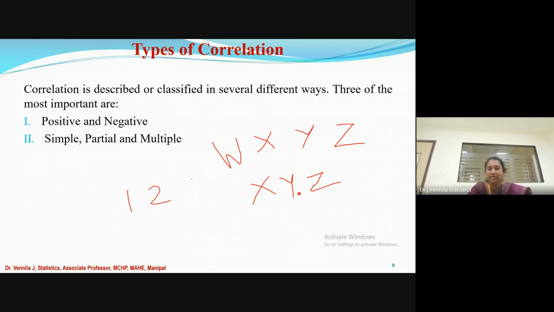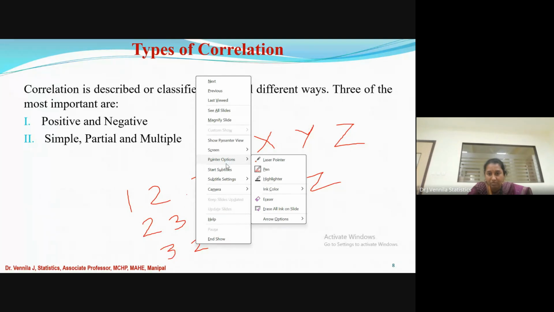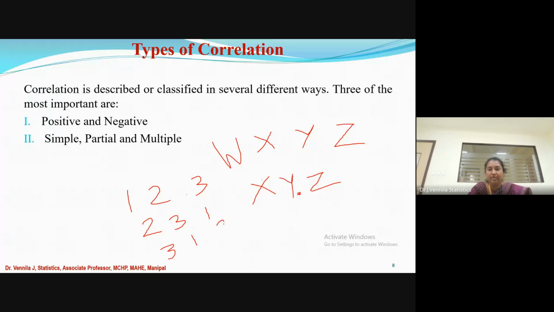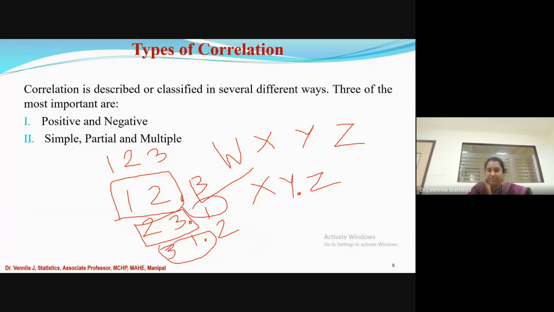You remember 1, 2, 3, 2, 3, 1, 3, 1, 2. So we have to find out only these three variables. I have 1, 2, 3, but I am giving importance to the first, 1 by 2. Partially I am doing; the third one I am not considering. The second, I am taking 2, 3; 1 I am not considering. The third, 3, 1, I am considering; the second one I am removing from my study. So this term is called a partial correlation.